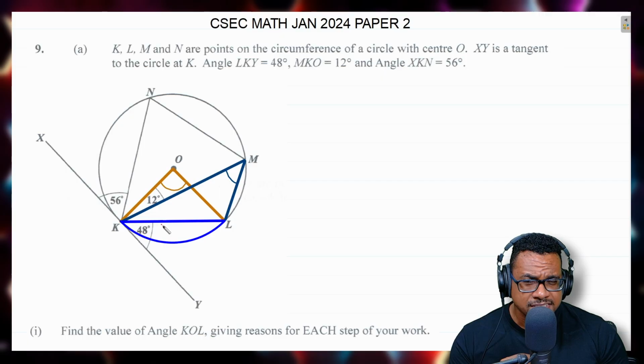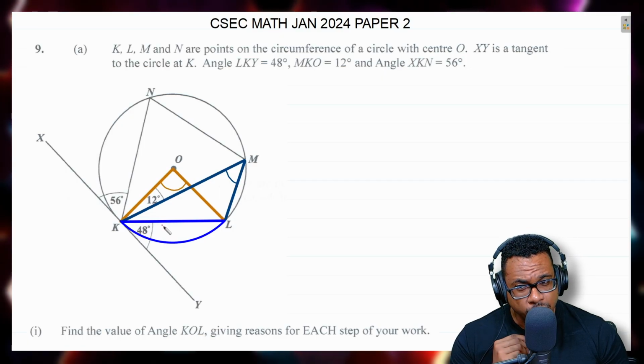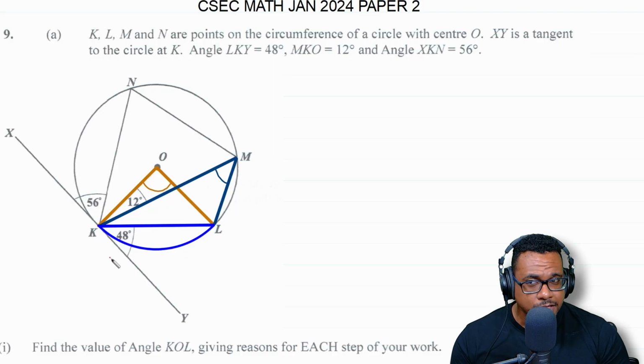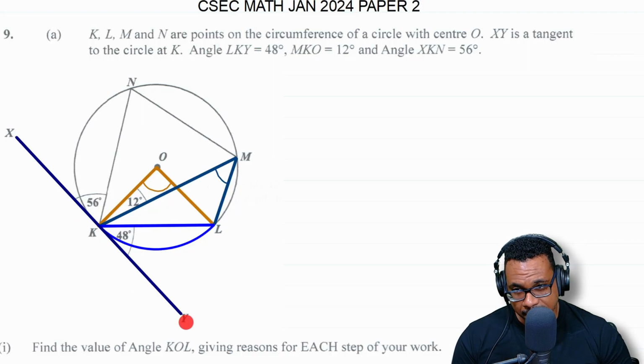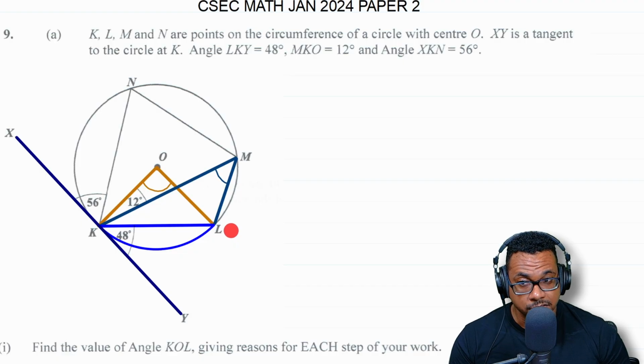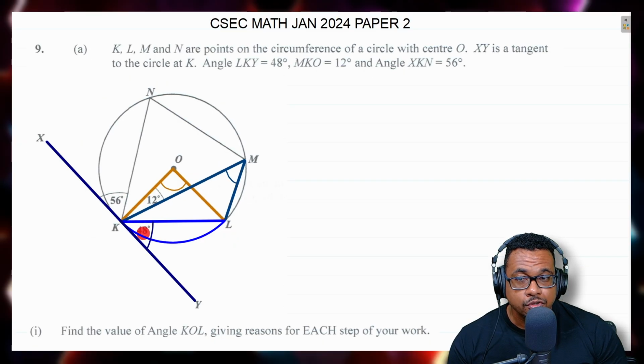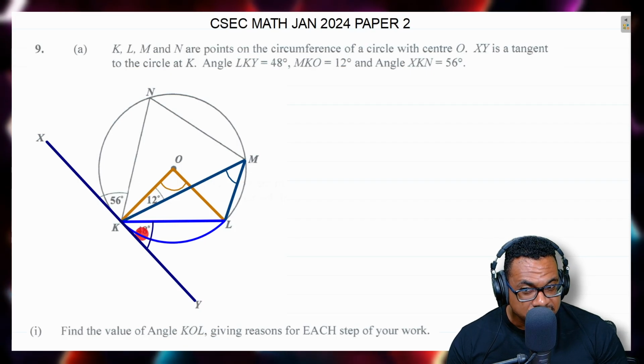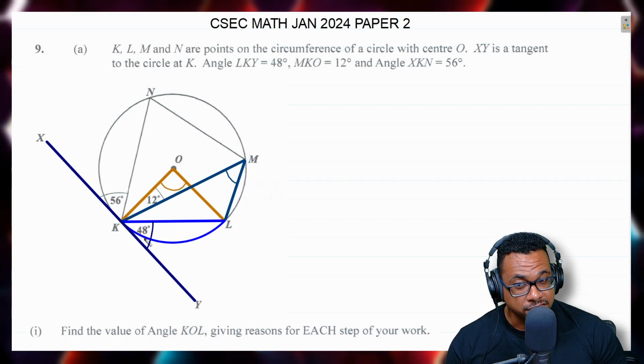Now there's another rule that says the angle between a tangent and a chord is equal to the angle in the alternate segment. Now we've seen that we have this tangent here from X to Y, and we have this chord KL, and the angle between the tangent and the chord is 48 degrees here. So now we are looking for the angle in the alternate segment.